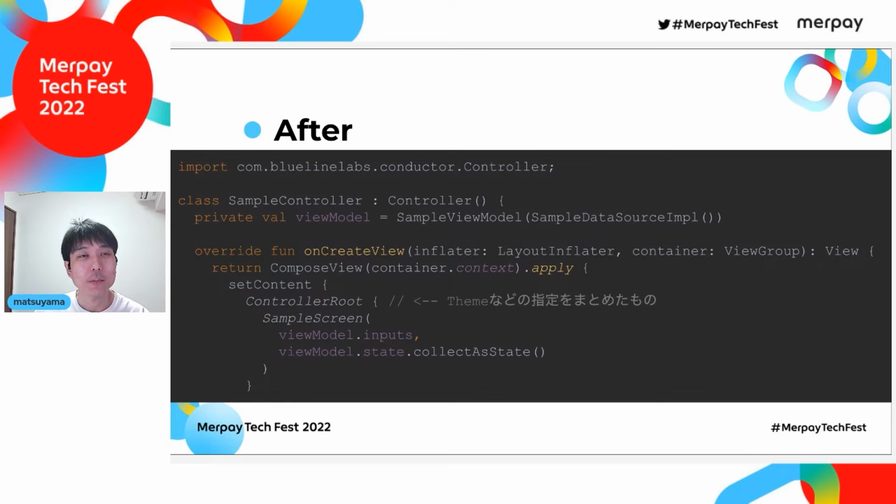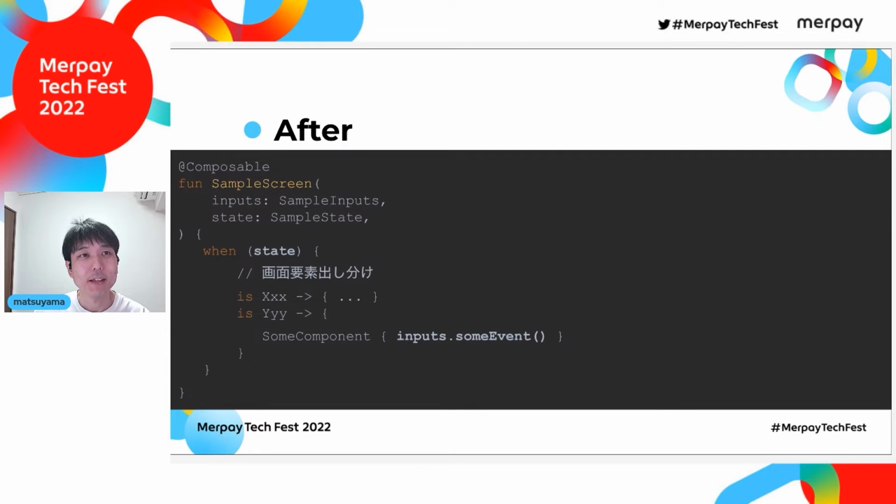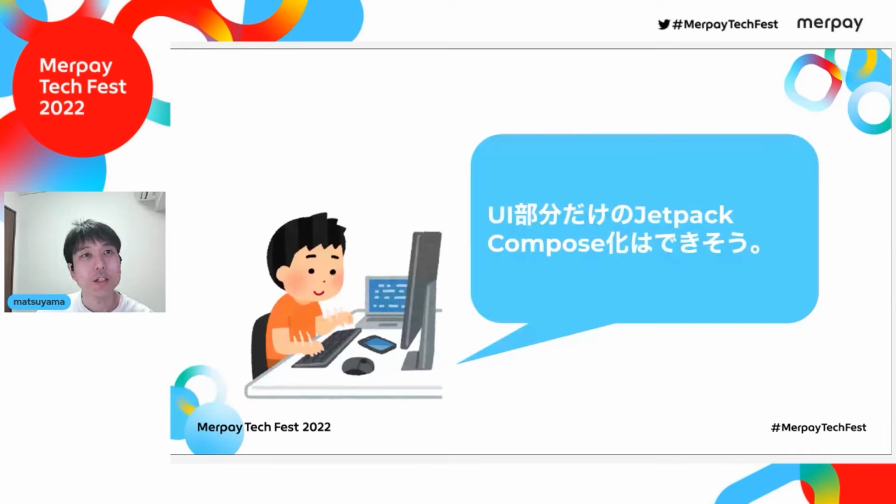This is what it looks like when Jetpack Compose is used. Place ComposeView in onCreateView and write the composable UI in setContent. Inputs and states are passed to the composable method of Screen. Then, depending on the state, the display can be divided and the event firing from the UI can be described. So we have completed the migration. The POC for Jetpack Compose for the UI part has been completed.